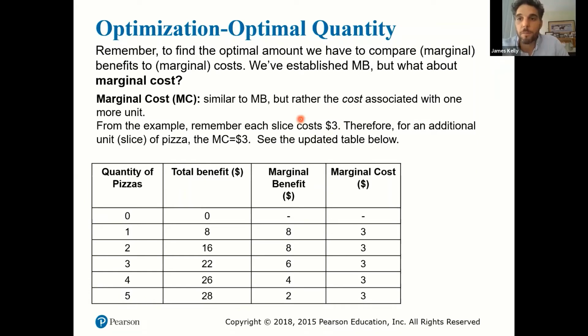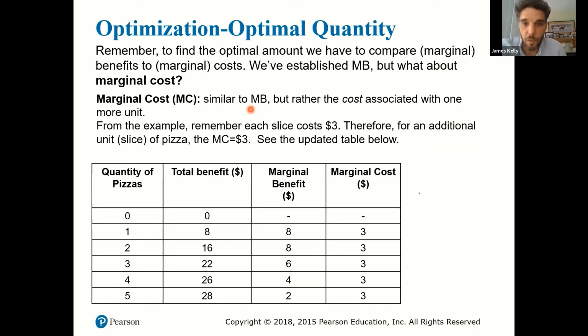Well, the marginal cost is the cost associated with one more unit. And we know that for one more unit of pizza, one more slice of pizza, we have to pay $3. Well, then that is our marginal cost. The marginal cost for each additional piece of pizza is the price, the $3.